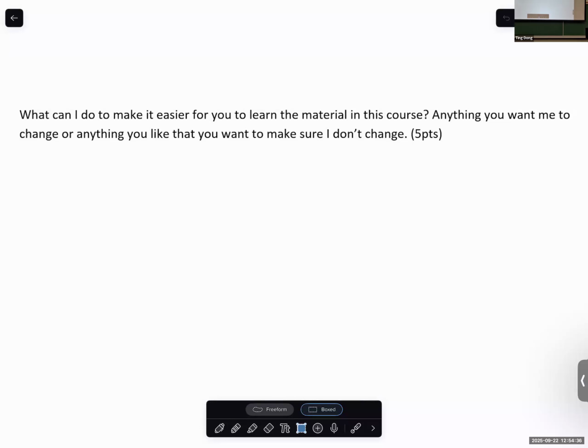Also, these 5 points are 5 out of 100. It's not 5 out of 105. So this is not a bonus part. You have to do it. So this is a 5-point question, and the remaining 95 points will be 4 calculation problems.